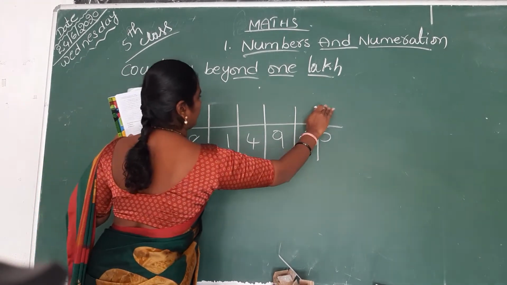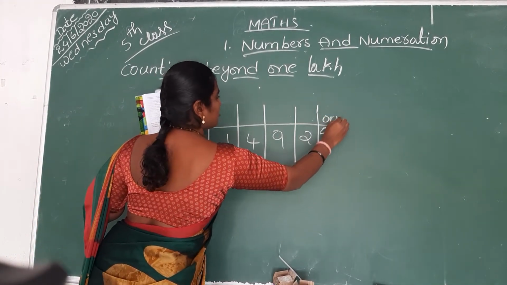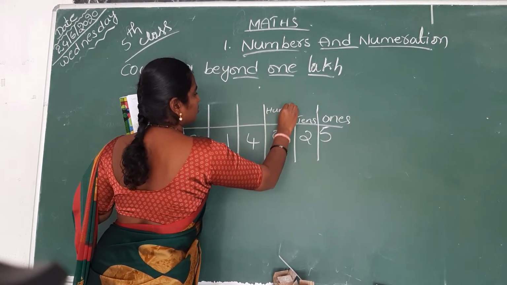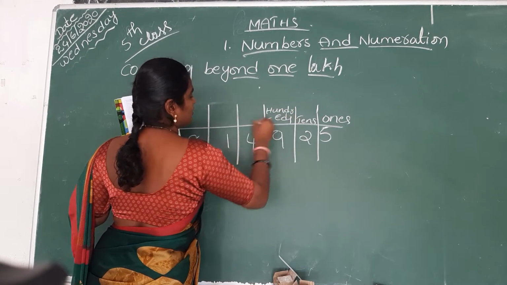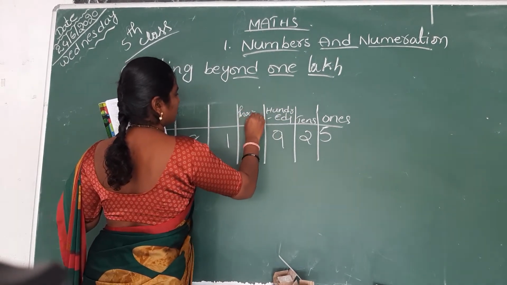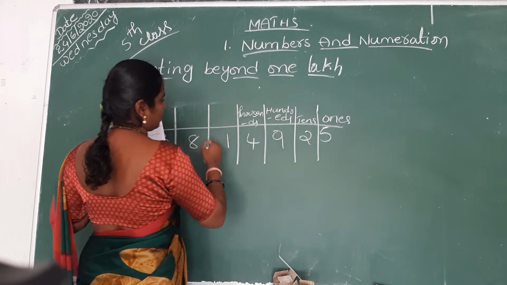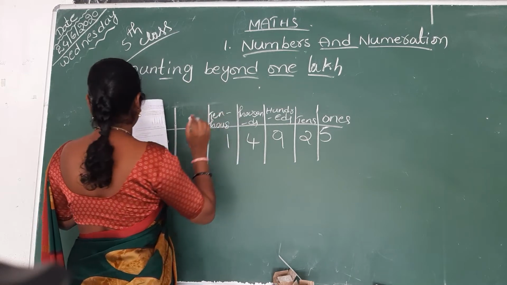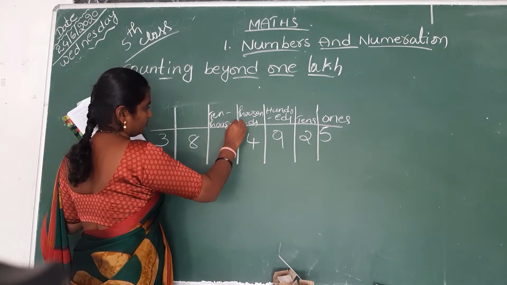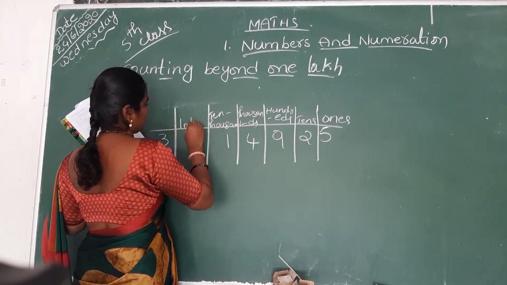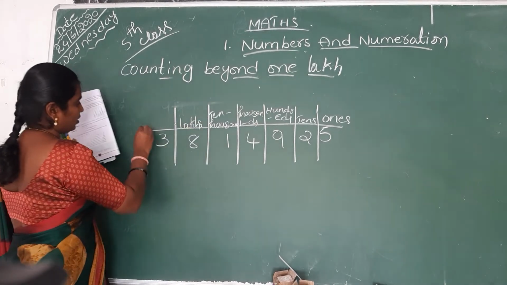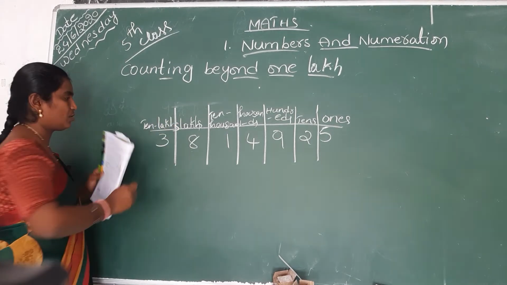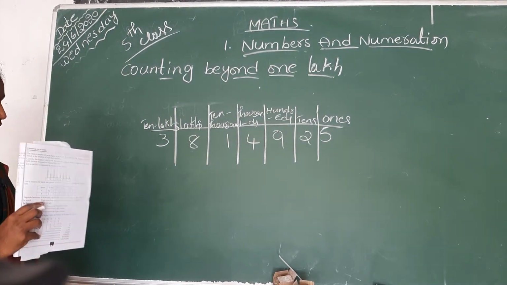Now write the place values of this number. Ones place, tens place, hundreds place, thousands place, 10,000s place, lakhs, 10 lakhs. So I wrote here 10 lakhs number.